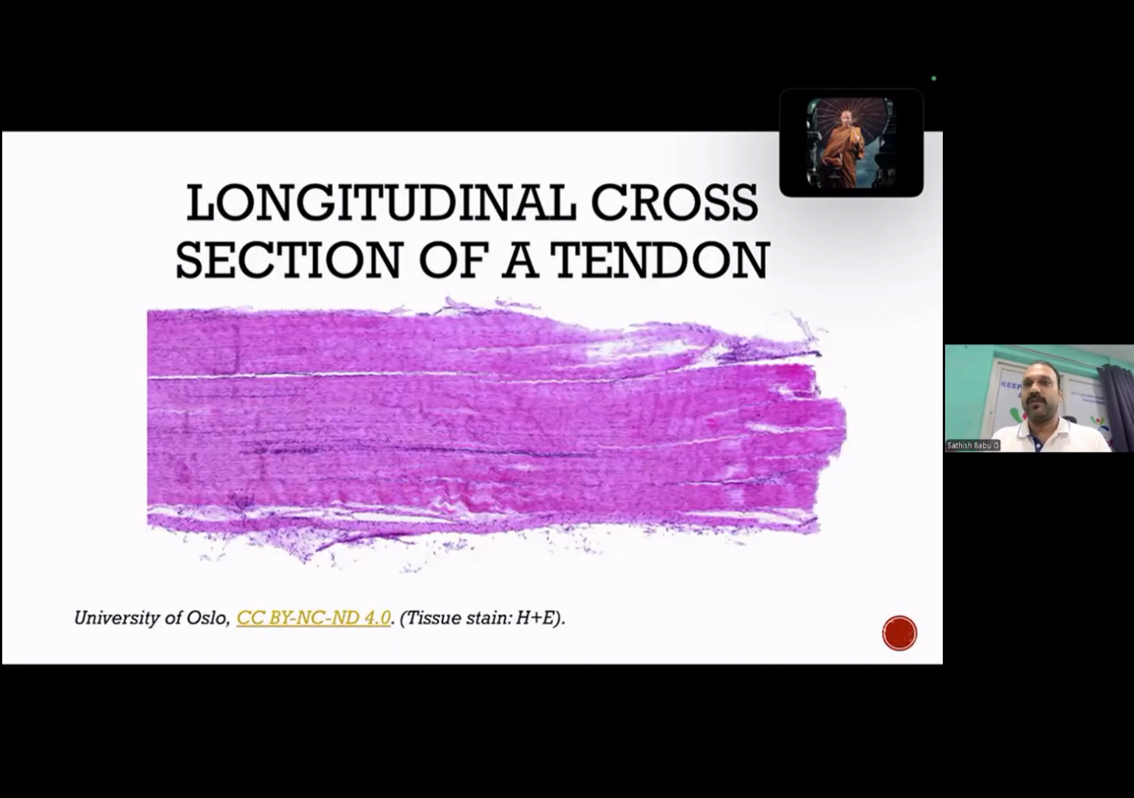This is a longitudinal cross section of the tendon. So what is a longitudinal cross section? They have taken a tendon, like a part of it. Just a minute.